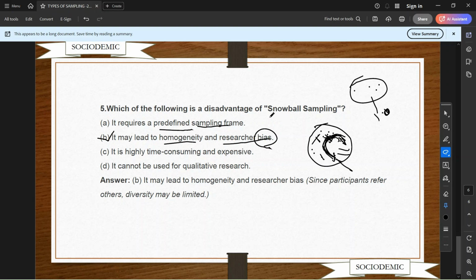So in snowball sampling, homogeneity and researcher bias. Is it highly time consuming? No, there is no time consuming process here. Why? Because everybody is referring another person. And is it expensive? No, it is not expensive. Why? Because it goes on in a chain continuously. These people are referring these people, who are referring these people. So it is continuously going on. Can it not be used for qualitative research? It can be used for qualitative research.